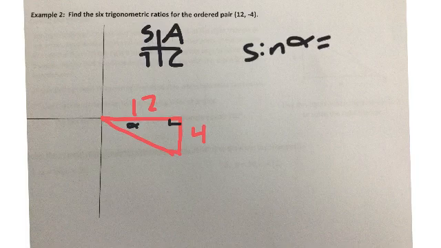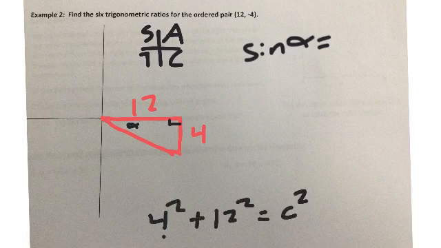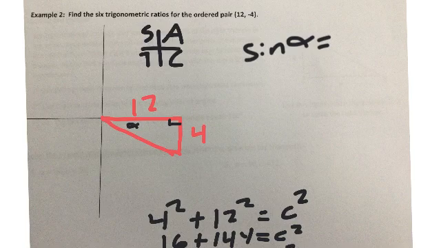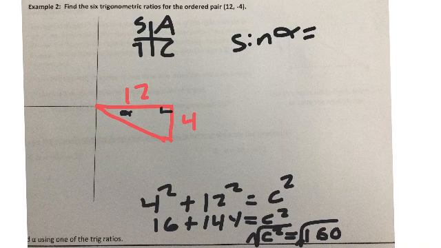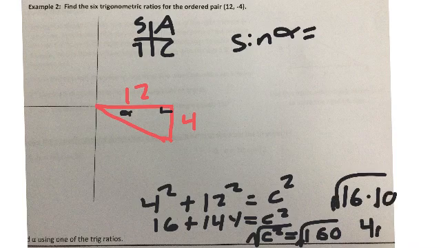So sine of our angle alpha. Well, first I need to find the hypotenuse, right? My missing side. So I would use the Pythagorean Theorem. 4 squared plus 12 squared equals the hypotenuse squared. So 16 plus 144 equals c squared, which tells me c squared equals 160. I take a square root. So the square root of 160, that would be 16 times 10 underneath. So that would be 4 radical 10.